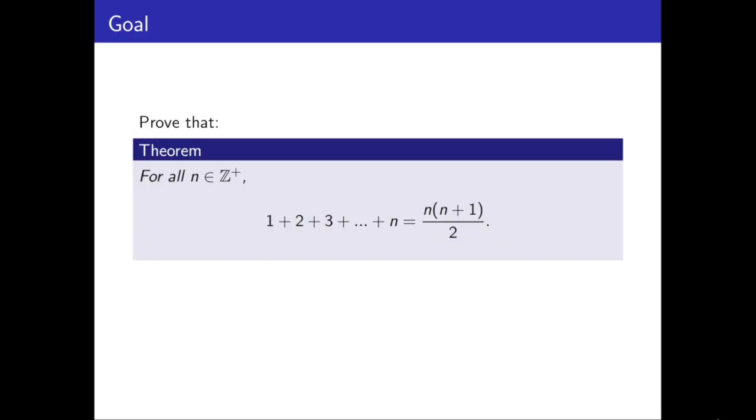So the goal of this video is to prove that for all positive integers n, the sum of the first n positive integers is n times n plus 1 divided by 2. And first, we're going to look briefly at how this works. Why does it make sense? And after we've done that, we'll write a proof using sigma notation.